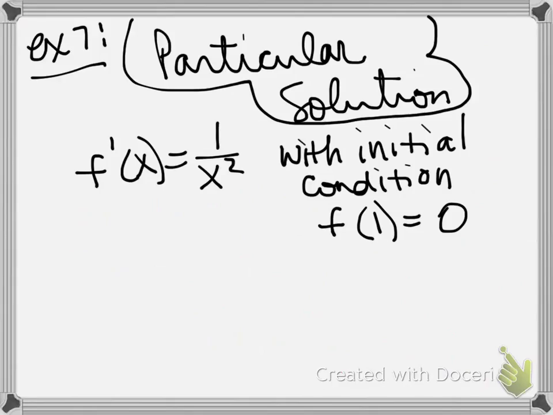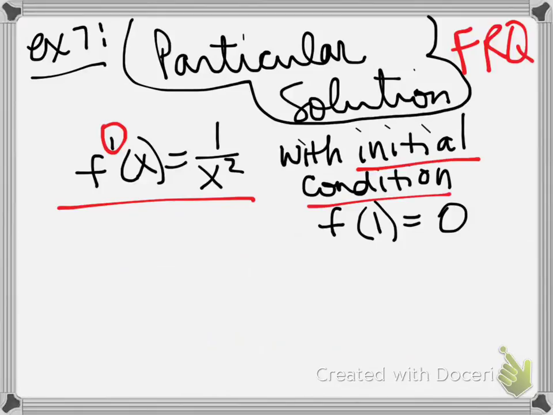Okay, probably the most important example that was left off of the last video is example 7, where we're going to talk about particular solutions, because this is something that's going to come up especially in free response questions. Okay, so FRQ alert right here. If you're given a problem like this where they give you a derivative, you can know it's a derivative because it has a prime. So f prime of x is 1 over x squared, and they give us an initial condition. That's very important. Then we're going to find the particular solution.